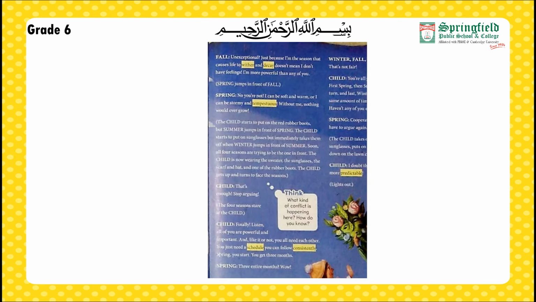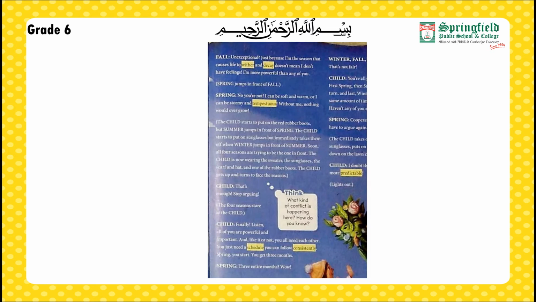The child starts to put on the red rubber boots, but Summer jumps in front of Spring. The child starts to put on sunglasses, but immediately takes them off when Winter jumps in front of Summer. Soon, all 4 seasons are trying to be the one in front. The child is now wearing the sweater, the sunglasses, the scarf and hat, and one of the rubber boots. The child gets up and turns to face the seasons. That's enough! Stop arguing. The 4 seasons stare at the child.